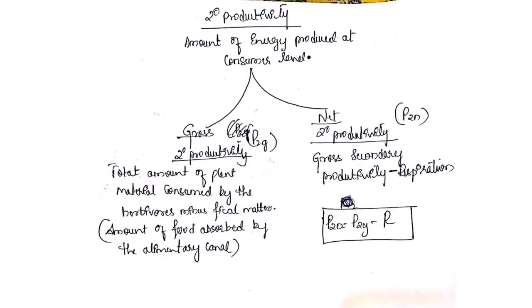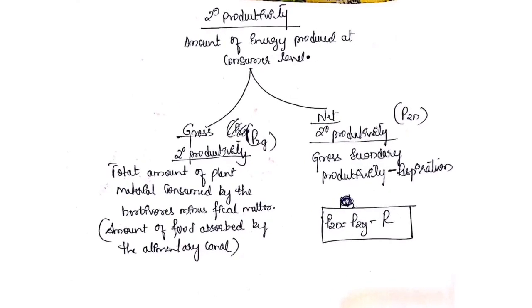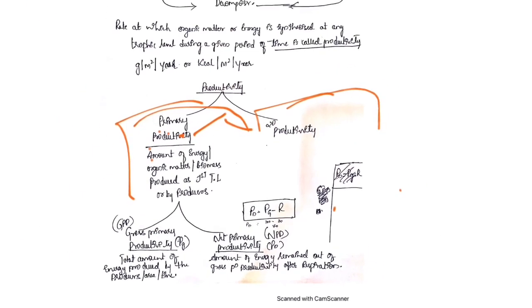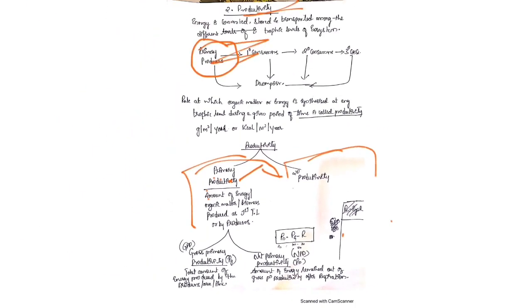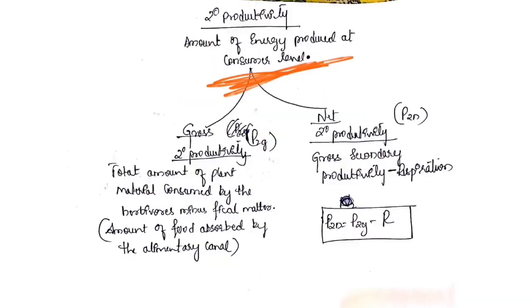It is the amount of energy synthesized at the consumers level. Here, the amount of energy synthesized at the producers level, hence primary productivity. The amount of energy synthesized at the consumers level, hence secondary productivity. Again it is of two types: gross secondary productivity and net secondary productivity.